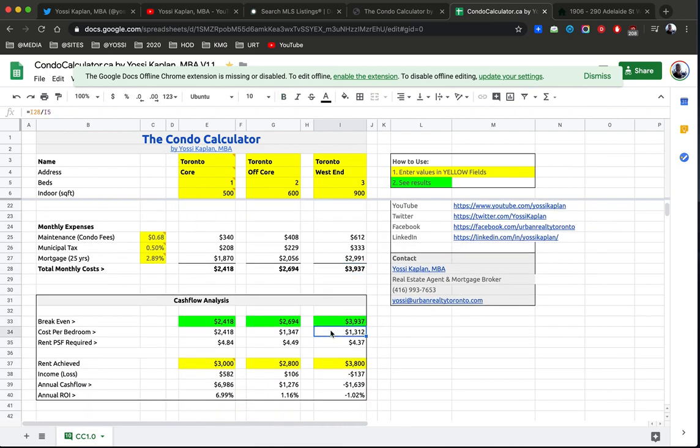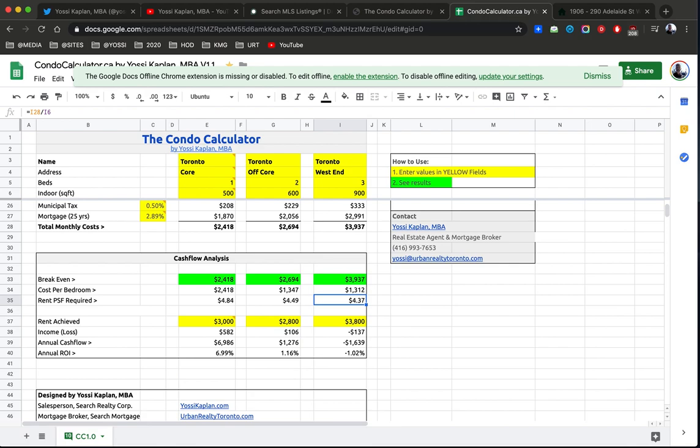Okay, so that's here, the cost per bedroom divided by three now, because I have three bedrooms, is 1312. So see, the cost per bedroom is more or less the same for two bedroom and three bedroom, but the monthly carrying cost is $4,039.37. Okay, and the rent PSF is slightly lower. It's almost the same as two bedroom, but slightly larger.